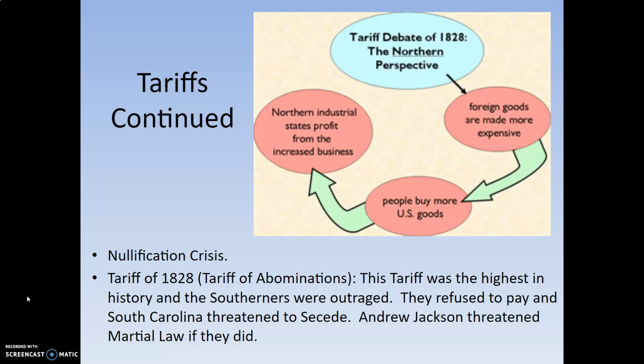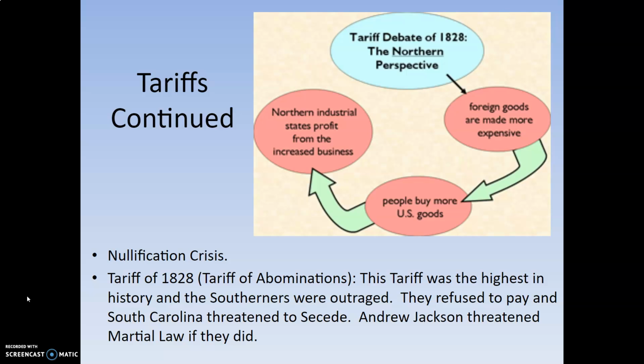And here goes the tariff debate of 1828. This is the Northern perspective, okay? It makes foreign goods more expensive, and in turn gets more people to buy United States goods. This leads to the profit of northern industrial states and increased business.